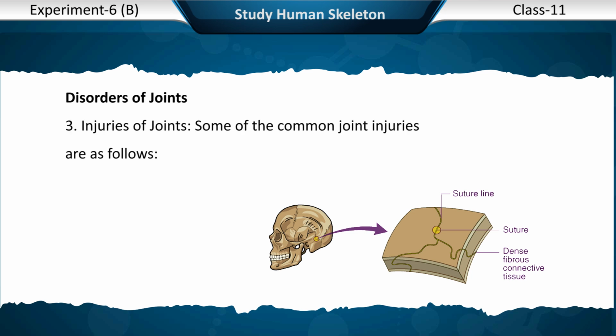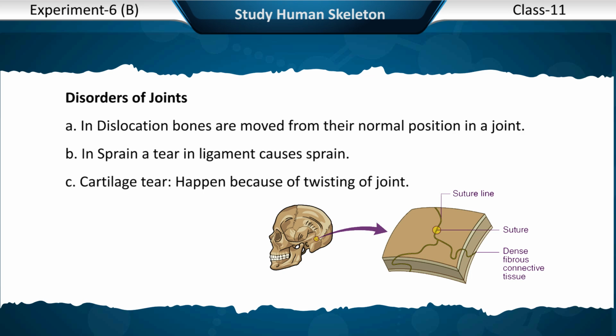3. Injuries of joints. Some of the common joint injuries are as follows. A. In dislocation, bones are moved from their normal position in a joint. B. In sprain, a tear in ligament causes sprain. C. Cartilage tear happens because of twisting of joint.